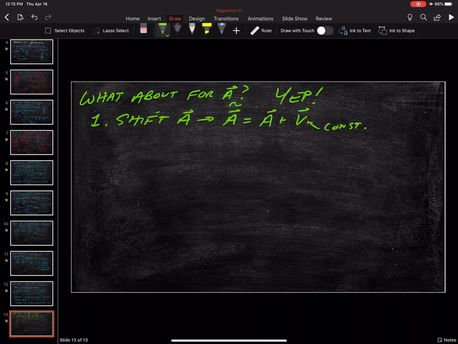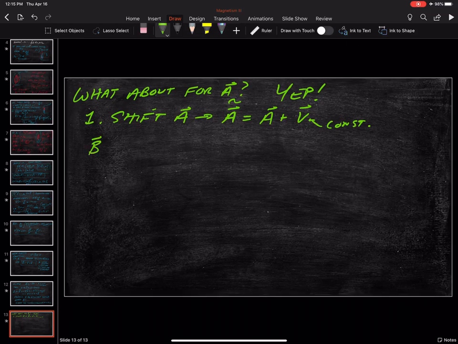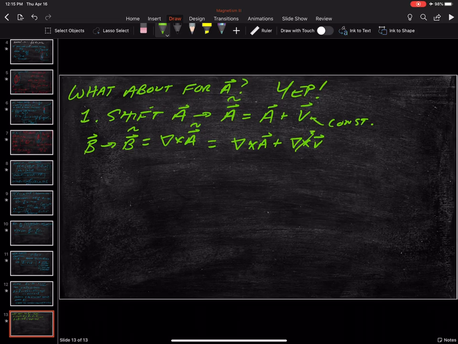Okay? Well, the curl of a constant, well, in this case, B will go to, in the same way, B twiddle, which is del cross A twiddle. And that's del cross A plus del cross V. But the curl of a constant, remember, curl is a whole bunch of derivatives. This is 0, and so that's B. Okay? So yeah, shifting A by a constant makes no difference.